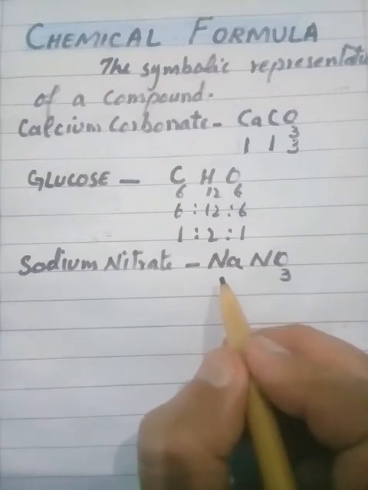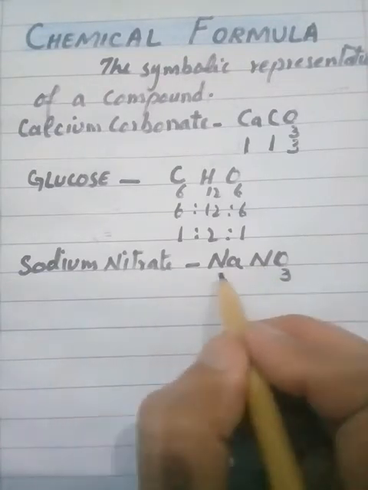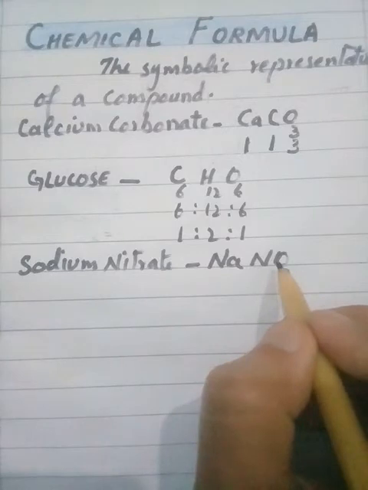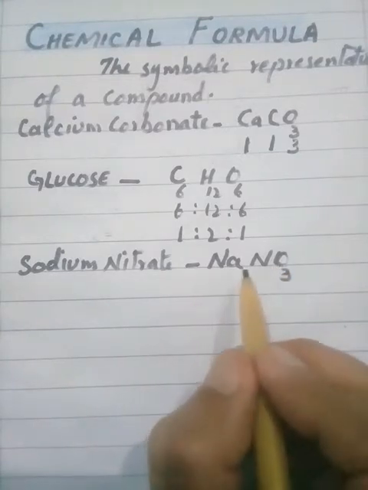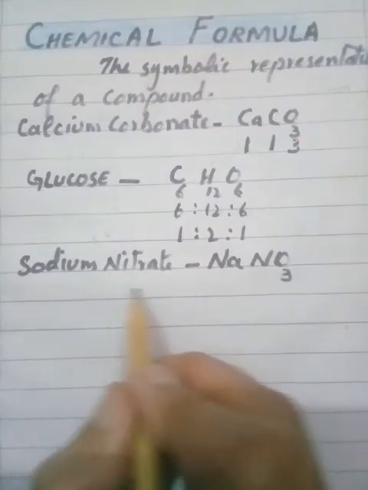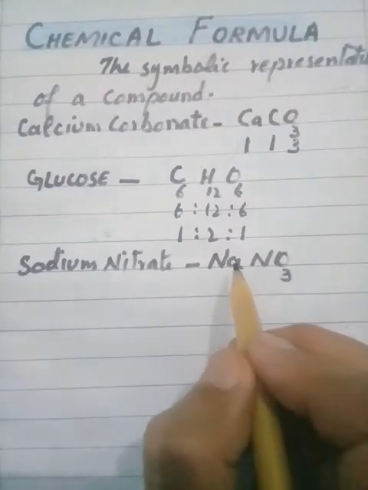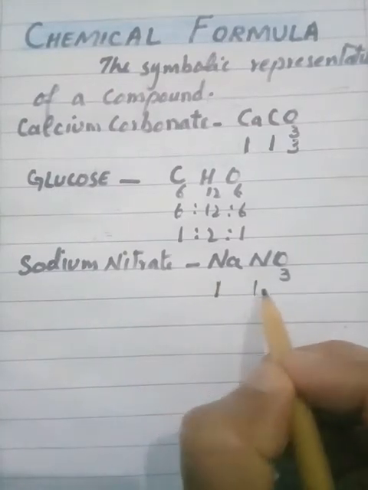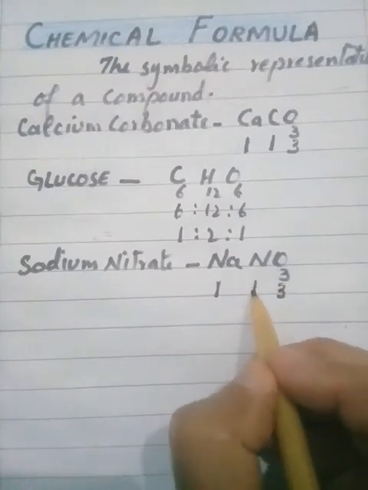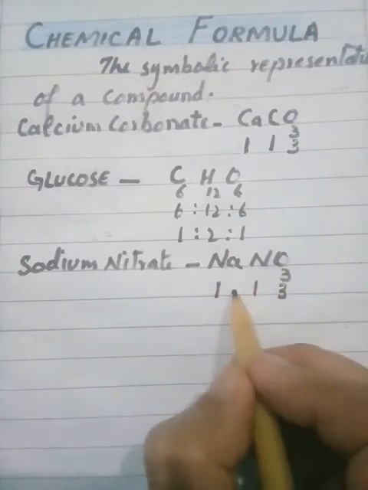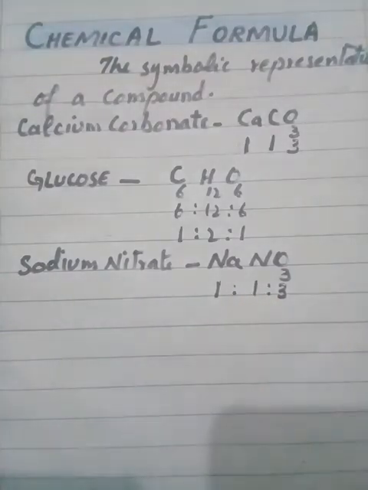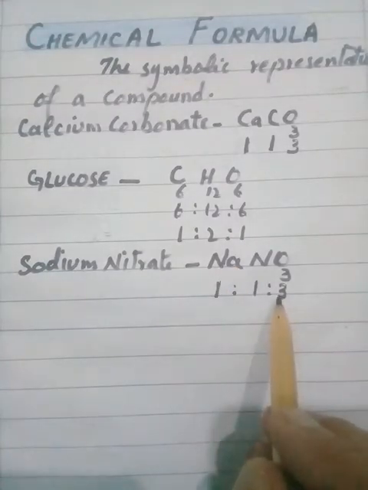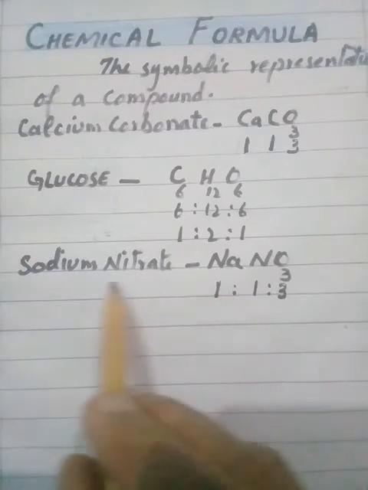How many types of atoms are present? How many types of elements are present in sodium nitrate? Sodium 1, nitrogen 2, and oxygen 3. 3 types of elements are present in sodium nitrate. And how many atoms are present? 1 sodium, 1 nitrogen, and 3 oxygen. The ratio of sodium, nitrogen, and oxygen is 1:1:3. Total atoms, that is 5 atoms are present in sodium nitrate.